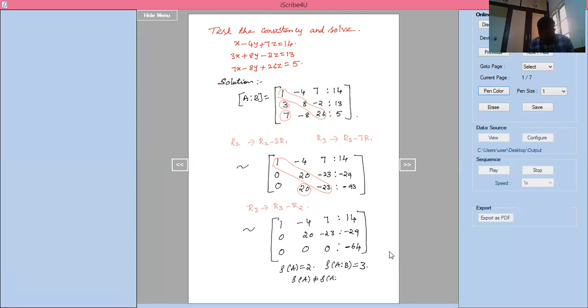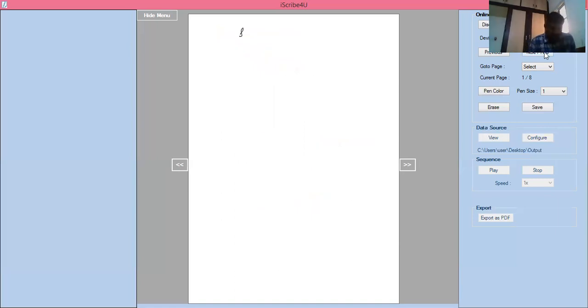So here I can say that the rank of A is not equal to the rank of A|B. So for the given system of equations, I am not required to check the number of variables and rank. Since the rank of A is not equal to the rank of A|B, the given system of equations is inconsistent.